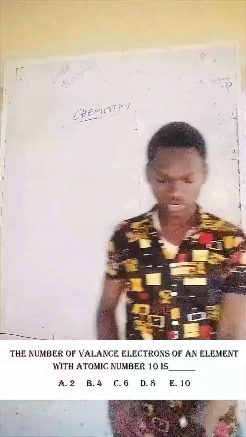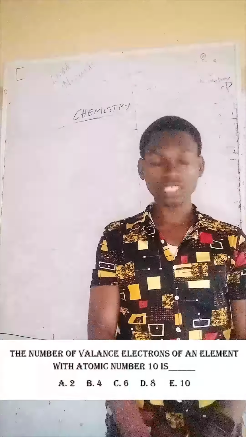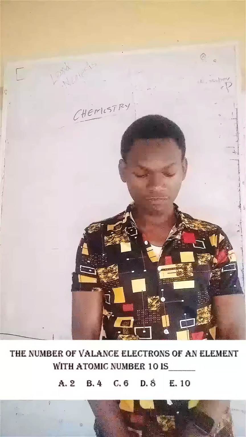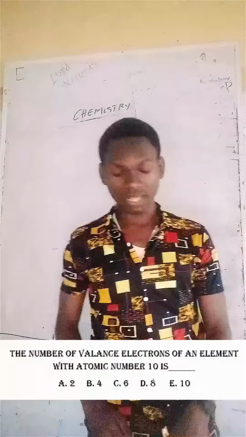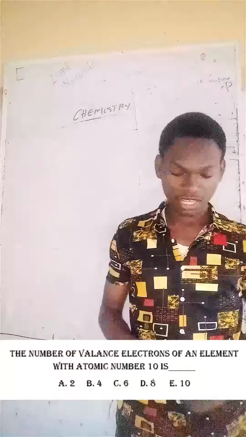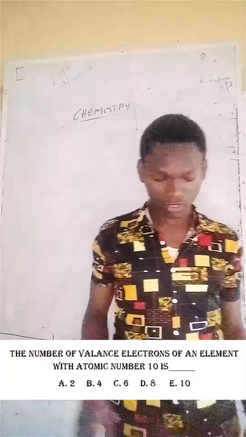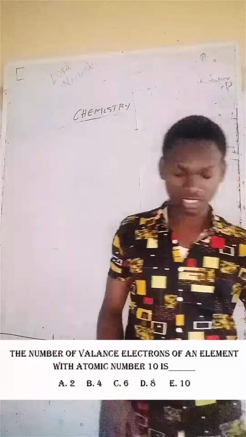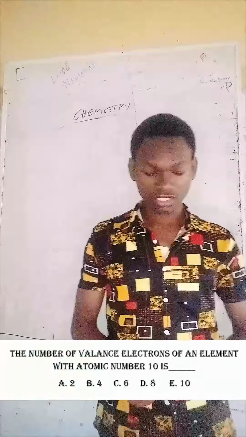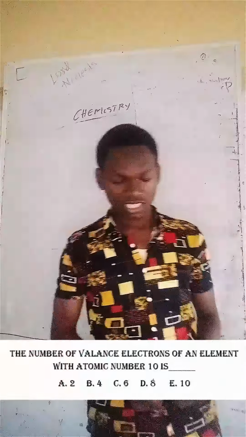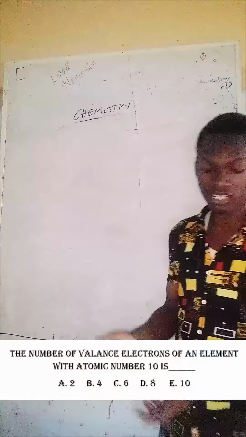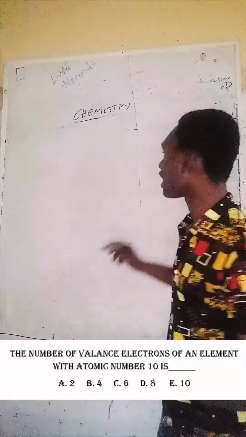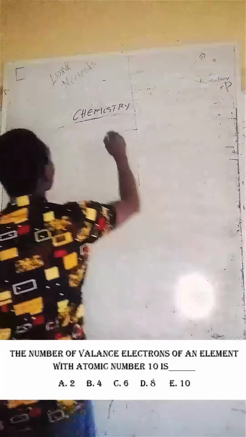Alright, now let's look at this question we have here. The question says the number of valence electrons in an element with atomic number 10 is dash. A 2, B 4, C 6, D 8, E 10. So we are asked to find the number of valence electrons in an element that has atomic number 10. Simple one.